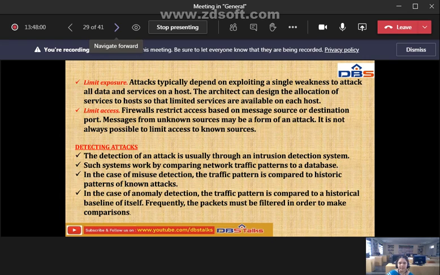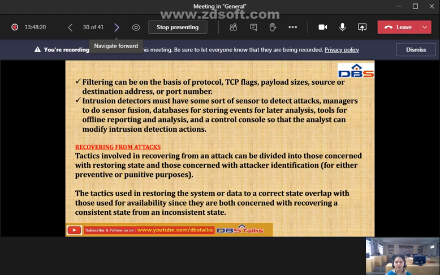That is in the case of anomaly detection. Anomaly means outliers. In anomaly detection, the traffic pattern is compared to a historical baseline of itself. Frequently, the packets must be filtered in order to make comparisons. So, that is the detection of attacks, and filtering can also be done on the basis of protocol.